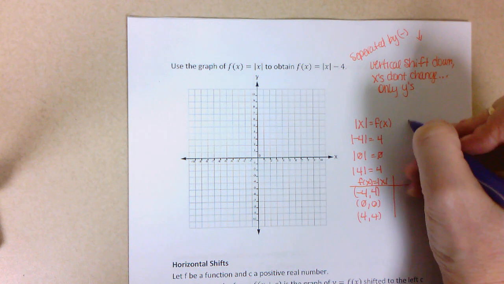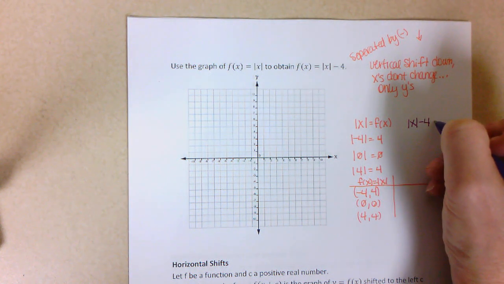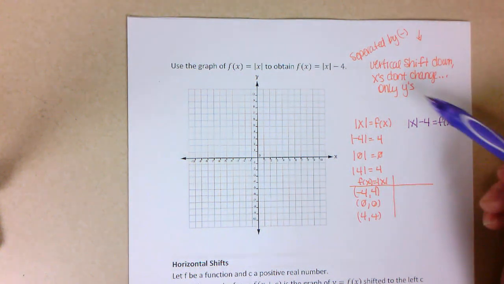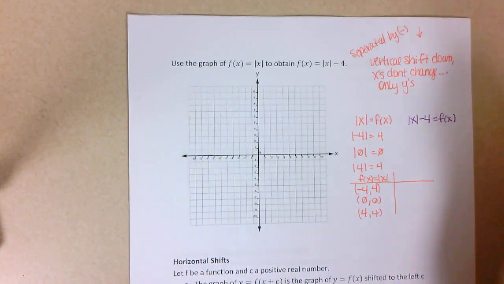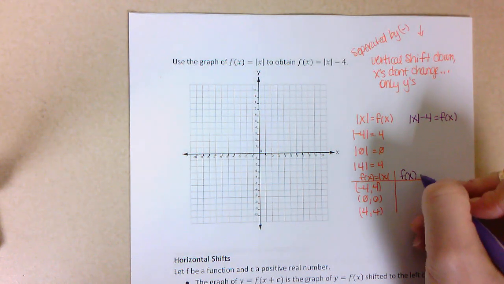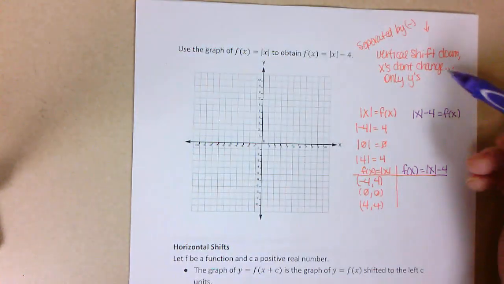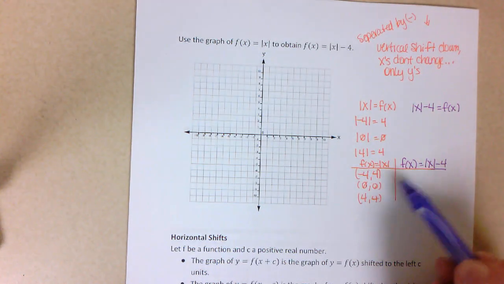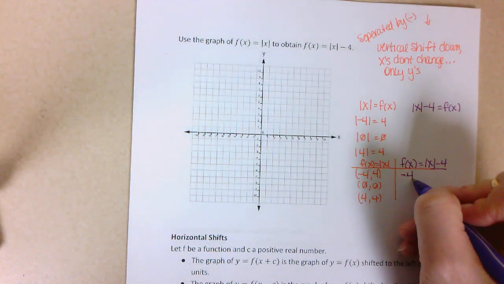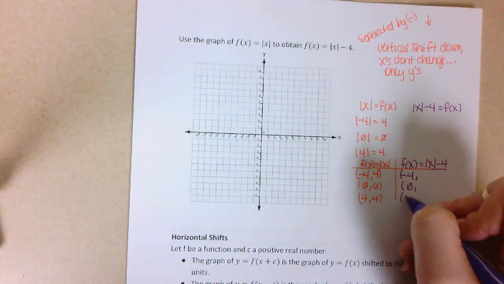Now, I'll change colors for this guy. If we have absolute value of x minus 4 equals f of x, we know that the x's don't change, but the y's do. So I'm going to write this down here. It's going to be f of x equals absolute value of x minus 4. So if the x's don't change, we could just copy these, right? Copy and paste these over here. So let's do that. Negative 4, 0, and 4.